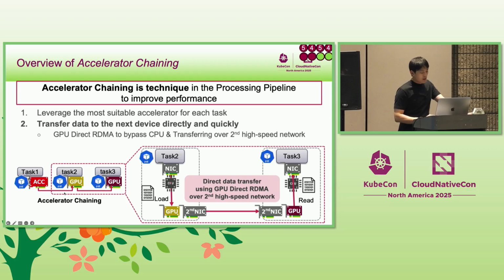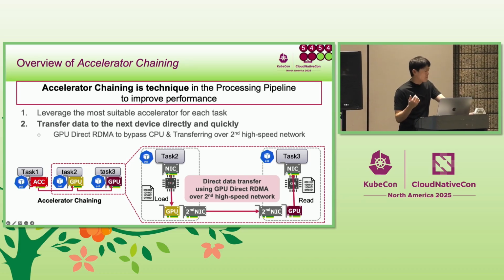Here's how the data flows. When GPU-based tasks are executed in sequence, the data is loaded into the GPU and then sent directly to the next GPU, using GPUDirect RDMA. For this data transfer path, we plan to use a high-speed network through the secondary link.